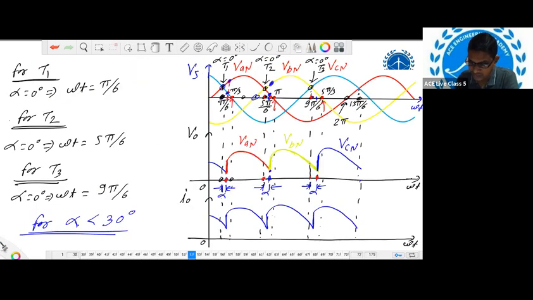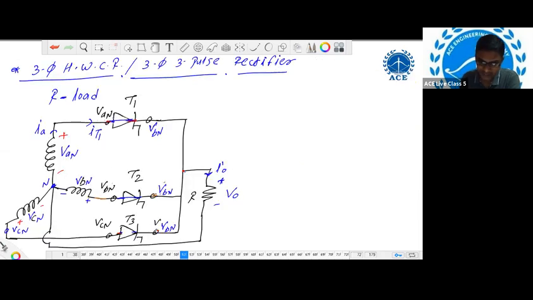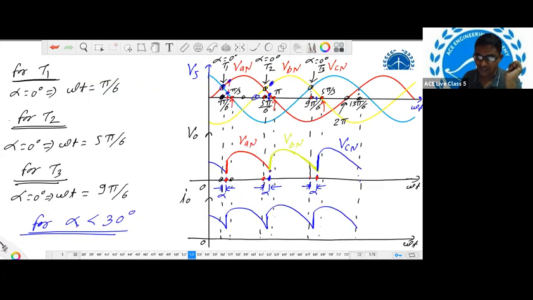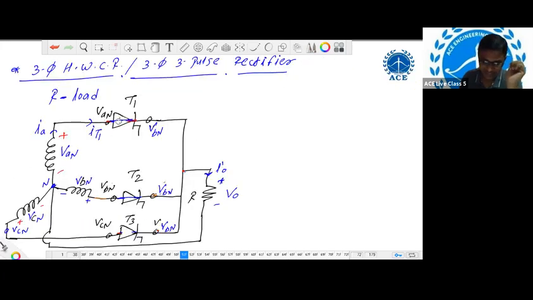Yes, when T2 is turning on at this instant, corresponding to this instant, VAN is less than VBN. If VAN is less than VBN, it means thyristor T1 anode voltage is less than cathode voltage. So can we say that thyristor T1 is in reverse bias mode? Yes or no, right? So thyristor T1 is in reverse bias mode means it will turn off immediately. So as soon as T2 turns on, your T1 will turn off.